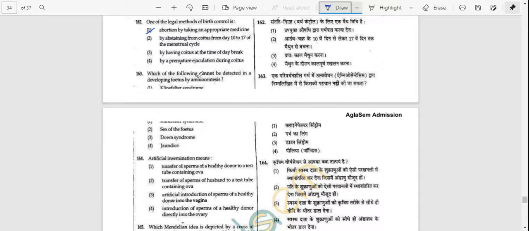163. Which of the following cannot be detected in developing fetus by amniocentesis? Klinefelter syndrome, sex of the fetus, Down syndrome, jaundice. Answer होगा option number D, that is jaundice.